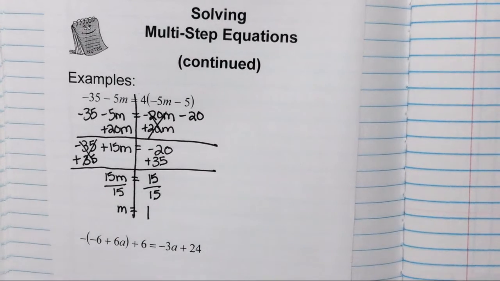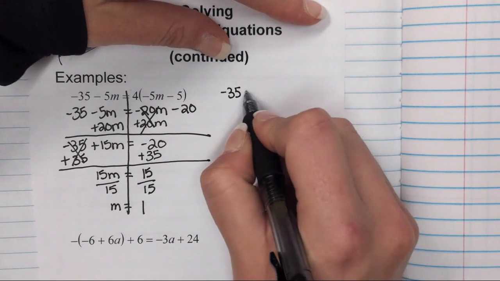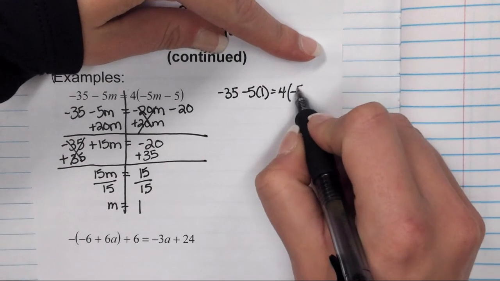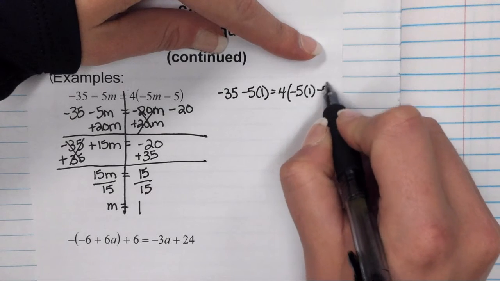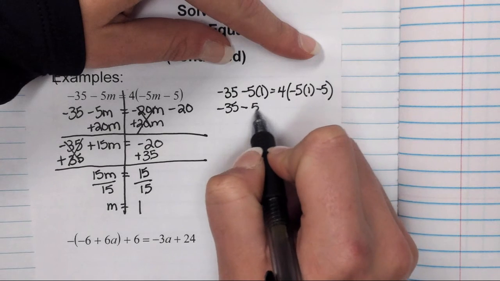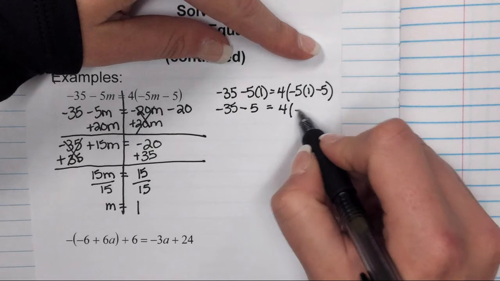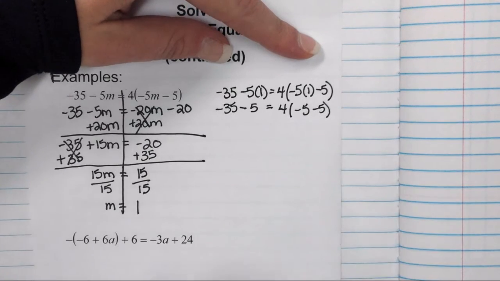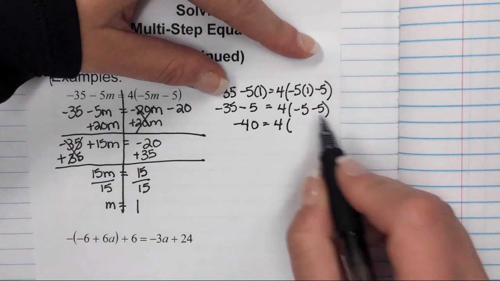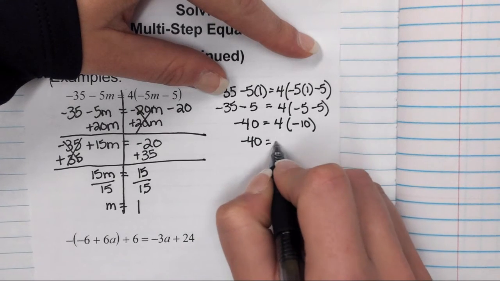I'm going to go through and do my check on the other side. So I have negative 35 minus 5 times 1 is equal to 4 times parentheses negative 5 times 1 minus 5. So this is negative 35 minus 5 times 1 is 5. On this side I have 4 times negative 5 times 1 is negative 5 minus 5. Negative 35 minus 5 is negative 40. And then I have 4 times negative 5 minus 5 is negative 10. So I have negative 40 is equal to negative 40.